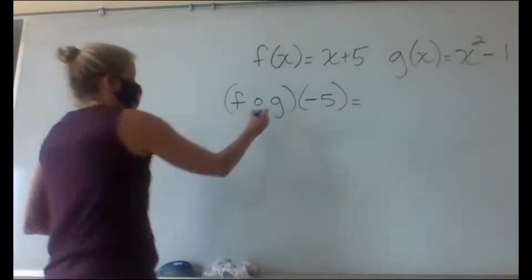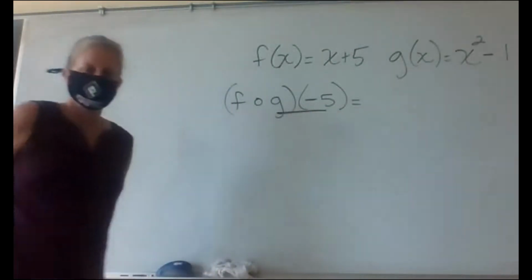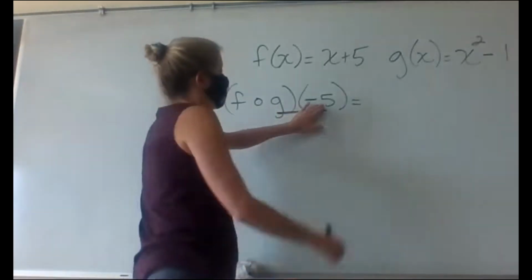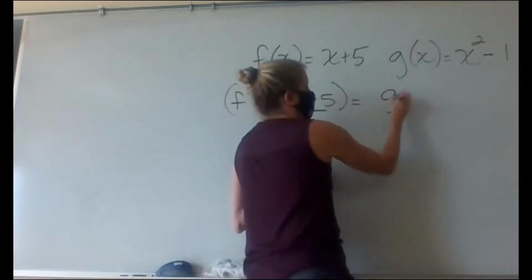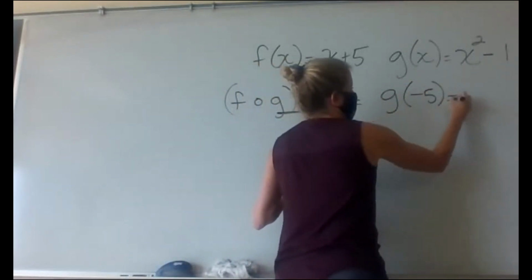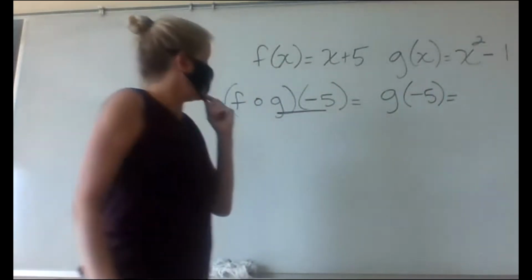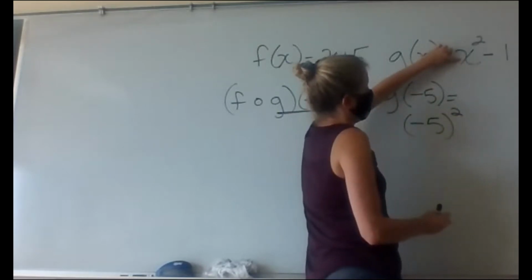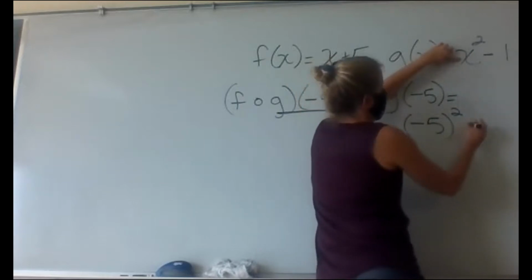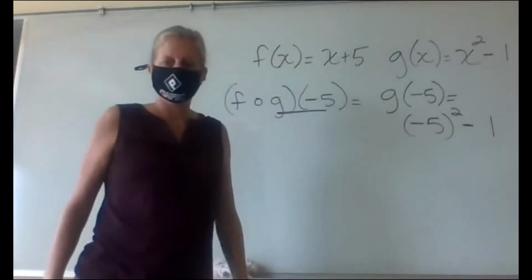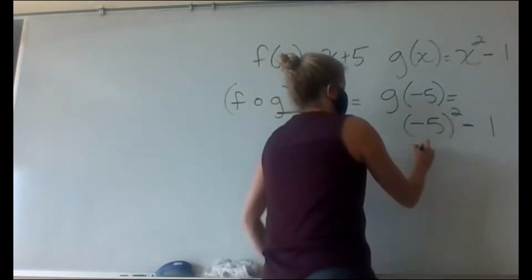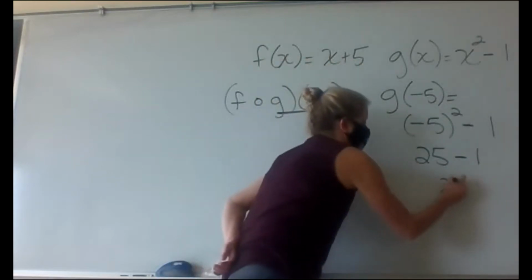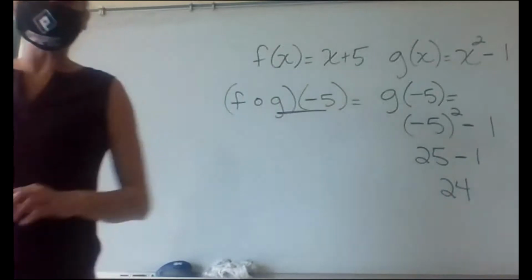The first thing we always did was find the inside of this composition, which means g of negative 5, which means go to your g function and replace that x with negative 5. So if I do that, I will have negative 5 squared, right? If I put my negative 5 in place of the x, so negative 5 squared minus 1. Negative 5 squared gives me 25. Bring down the minus 1 to get 24. So there was the first part of the problem.